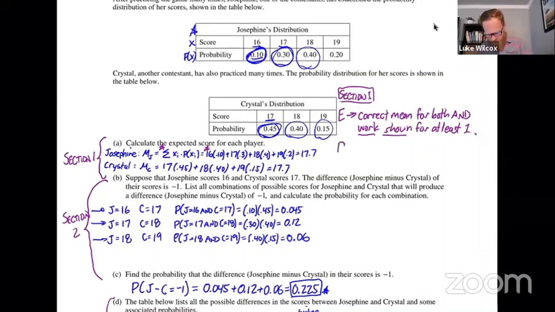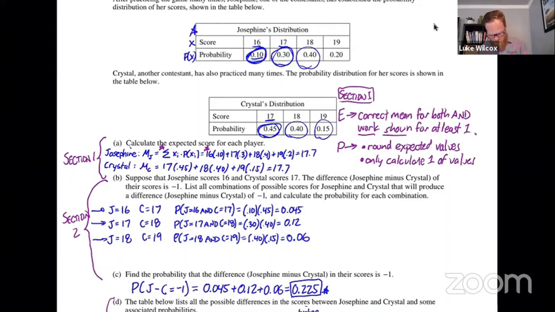Now, partially correct would be if you made a little bit of a mistake. One of the mistakes that students often make is that they round expected values. You do not want to round expected values or a mean. You can leave that as a decimal. It should stay as 17.7, not 18. And then one of the other errors that students sometimes make on this problem is if they only calculated one of the expected values. So those are a couple of different ways that you could end up with a partially correct. Anything else would be an I for incorrect.